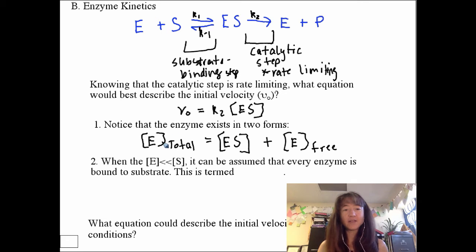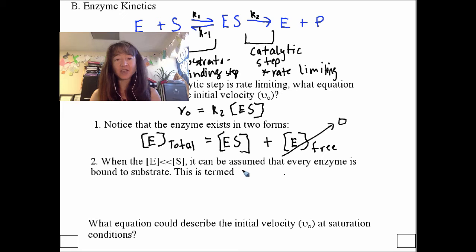And if we go ahead and make some simplifications, remember when we looked at the way in which we would make something pseudo first order is by swamping it with a certain concentration of one of the reactants. And in this case, if we swamp it with substrate, we can make a simplification, because if there is so much substrate around that all of the enzyme is bound to substrate, we can assume then that enzyme total equals enzyme substrate, and that enzyme free basically approaches zero, because we are swamping it with so much substrate that we can assume that all the enzyme is bound to substrate. So we can make that assumption. So this is termed saturation.